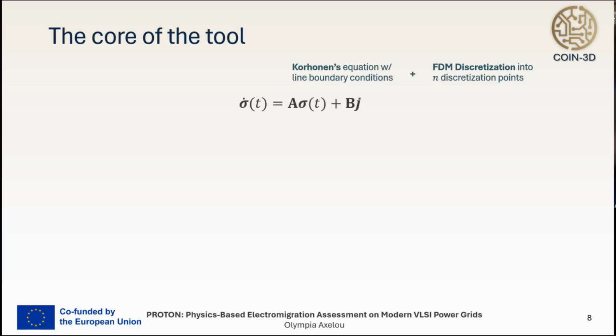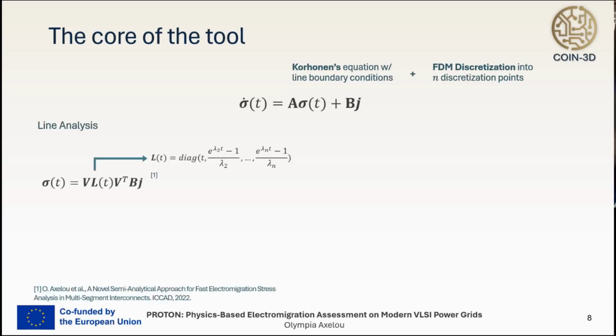Now, PROTON offers two key functionalities. First, it can perform line analysis, which is a very fast, semi-analytical method, in order to directly calculate electromigration stress on power grid lines at a specific time. It keeps the time continuous and takes advantage of the specific form of matrix A, the diagonal matrix A, and performs the discrete cosine transform type 2, which reduces the complexity of the calculation from n squared to n log n.